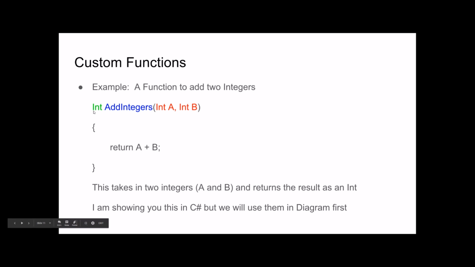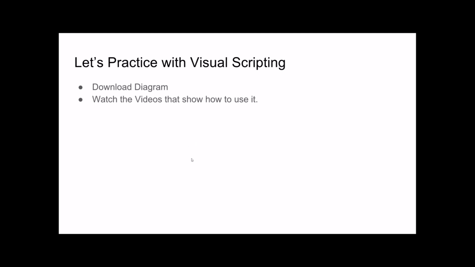And this would be what the C# looks like, but I'm going to load up Diagram, the visual scripting program we're going to be using, and I'm going to show you how this works in that space. And so in the next video, we're going to download Diagram, and I'm going to show you how all these things work in a visual scripting program so we don't get too bogged down with the syntax and stuff. So that'll be in the next video.